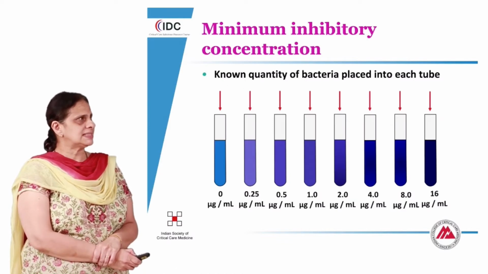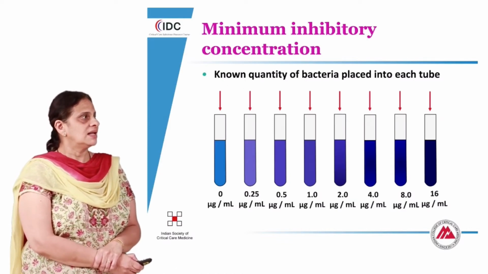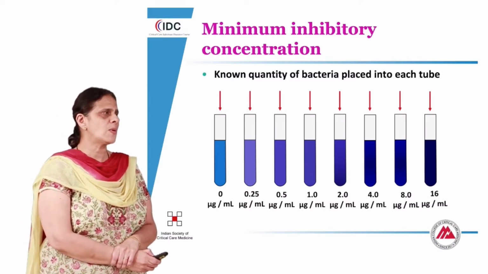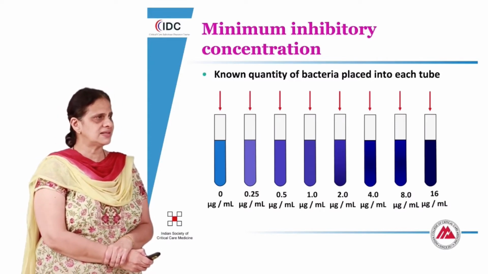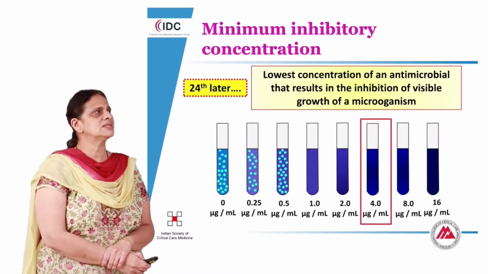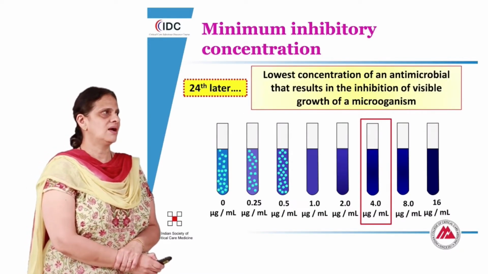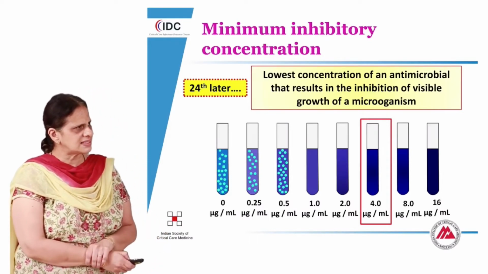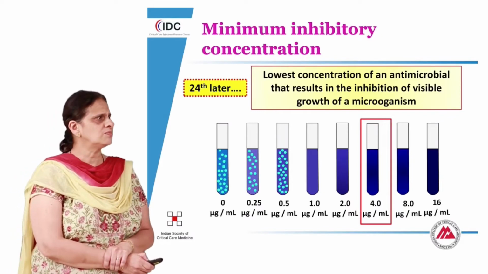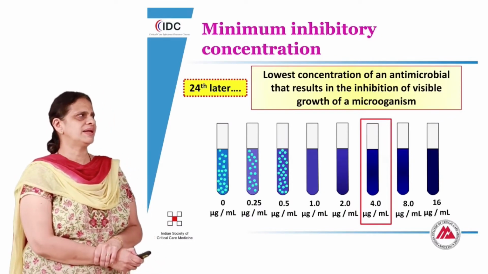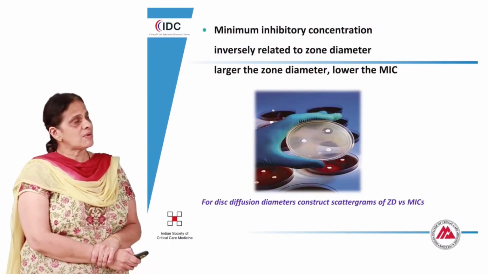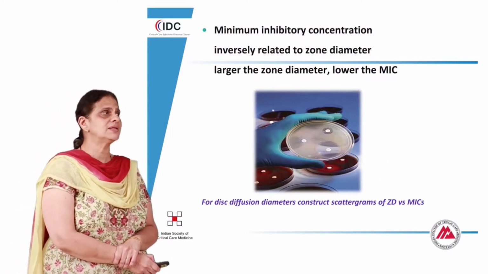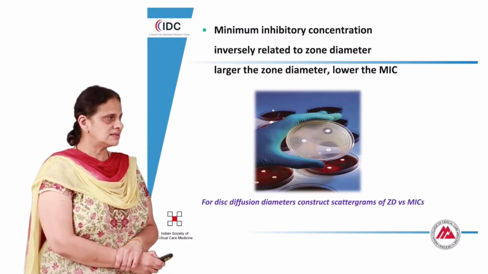So MIC, or minimum inhibitory concentration, would define, in this situation, we would put a known quantity of bacteria into each tube at various dilutions, and the lowest concentration that results in inhibition of visible growth is the MIC. So here you can see the MIC is probably at 4, it's isolate dependent and variable. Similarly, remember the zone diameter is inversely related to the MIC. The larger the zone diameter, the lower the MIC. And for how do we define this?